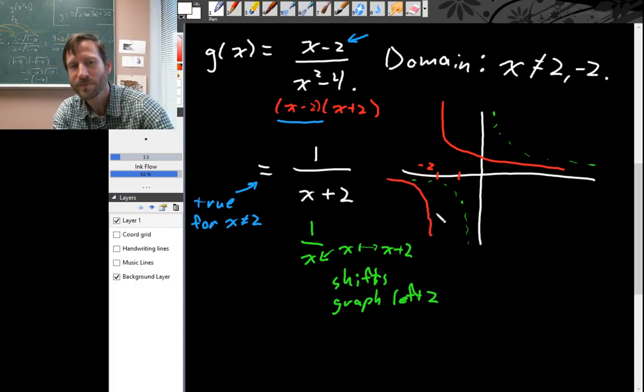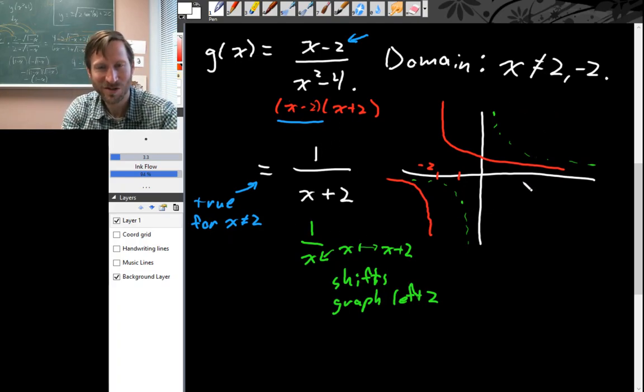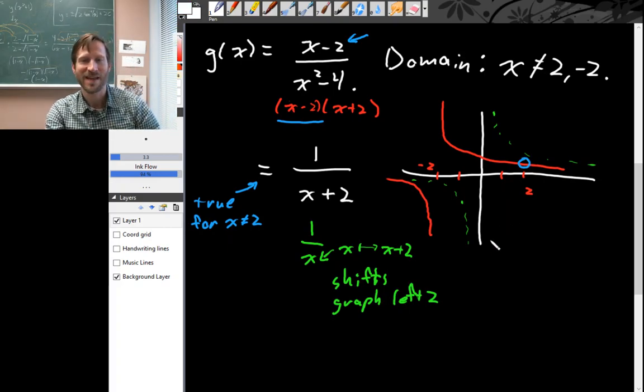All right. But remember, x equals 2 isn't actually in the domain of this function. So let's mark where x equals 2 is. It looks like it's about here. So this point that looks like it's on the graph actually isn't. So we need to punch a hole in the graph at that point. Okay, so here's our graph of g.